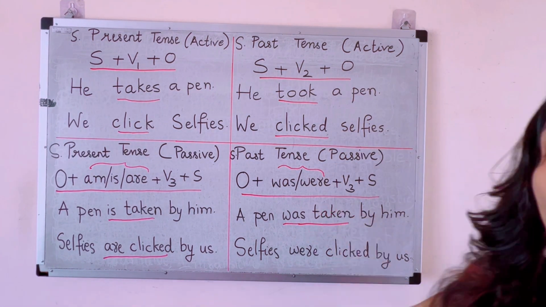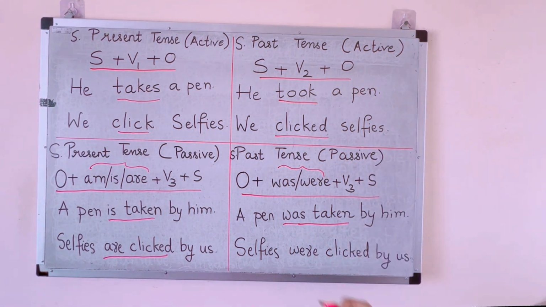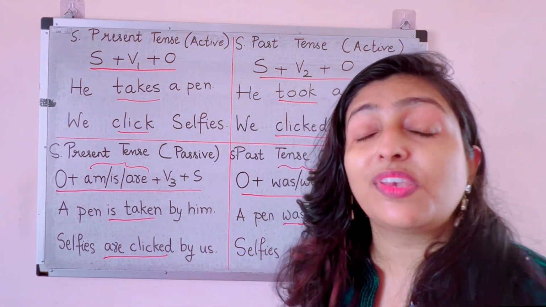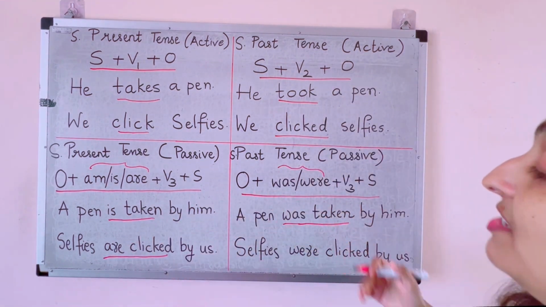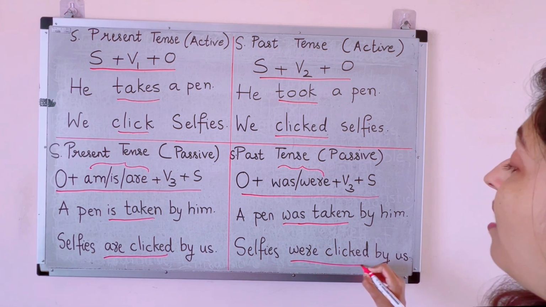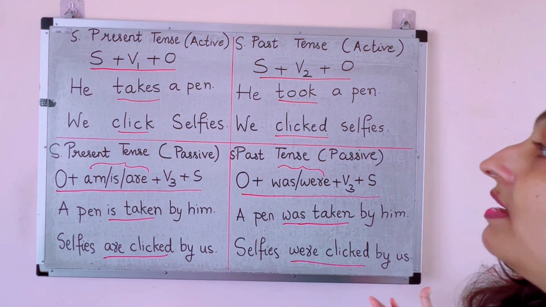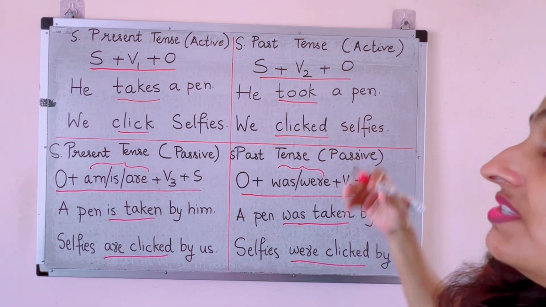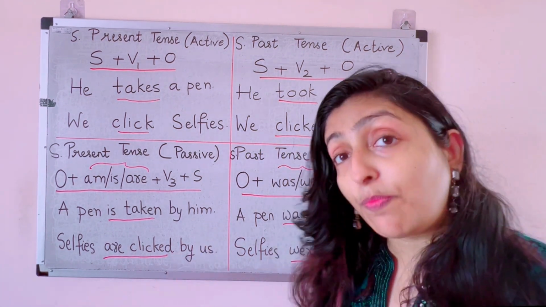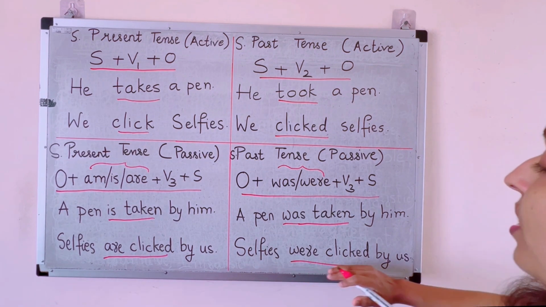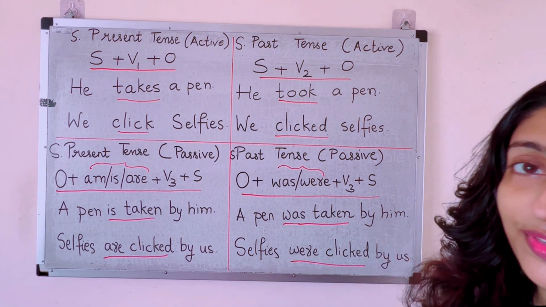Took becomes was taken. Next is selfies are clicked by us in the present tense changes to selfies were clicked by us. We clicked selfies. Selfies is a plural word, so it changes to selfies were clicked by us.